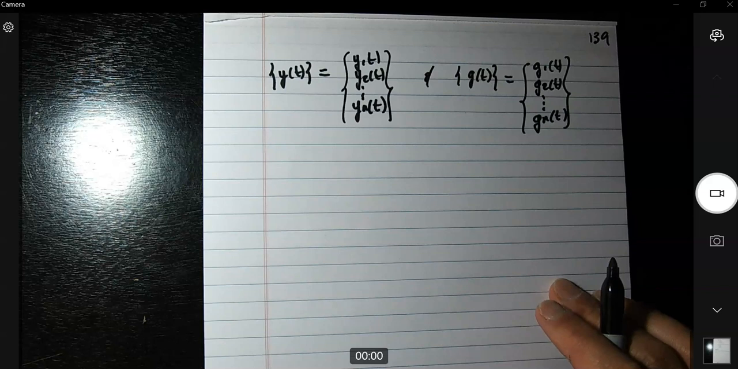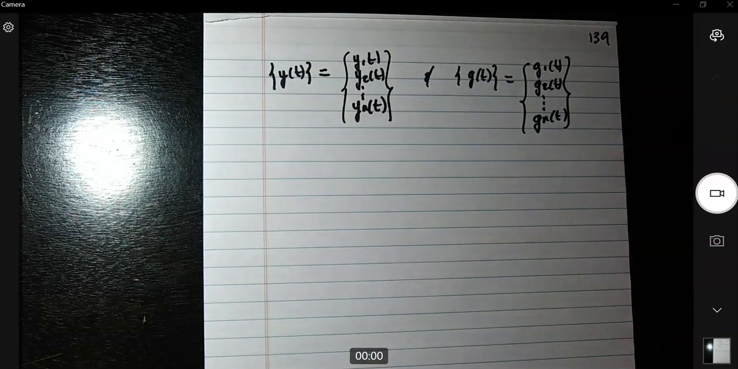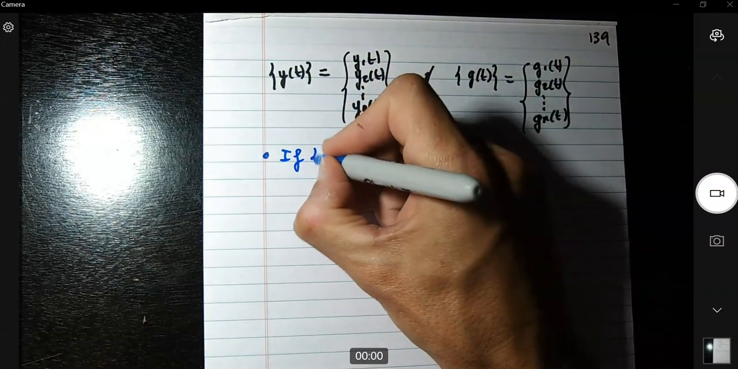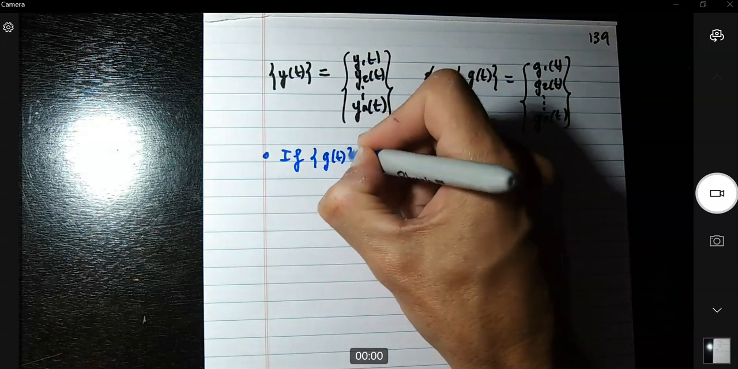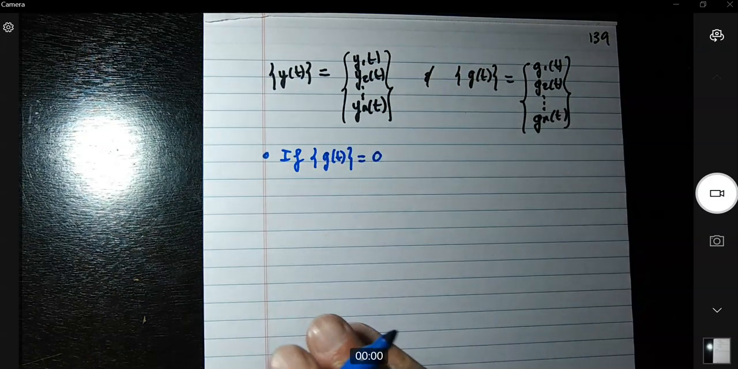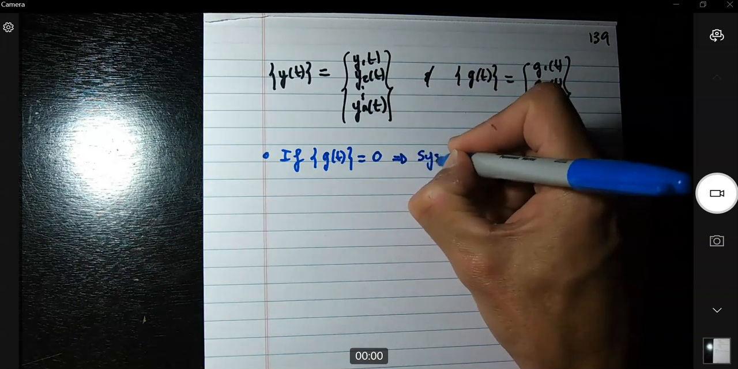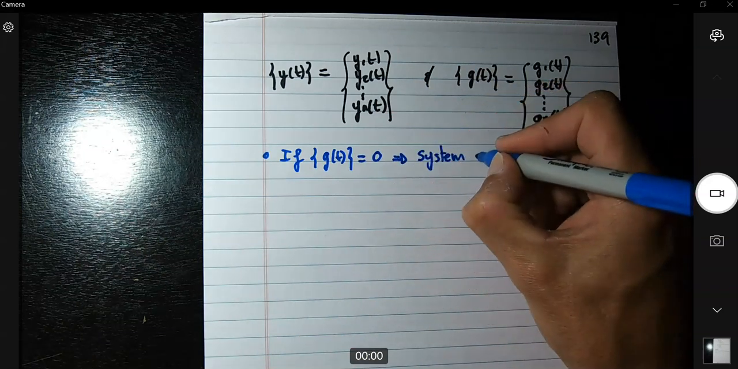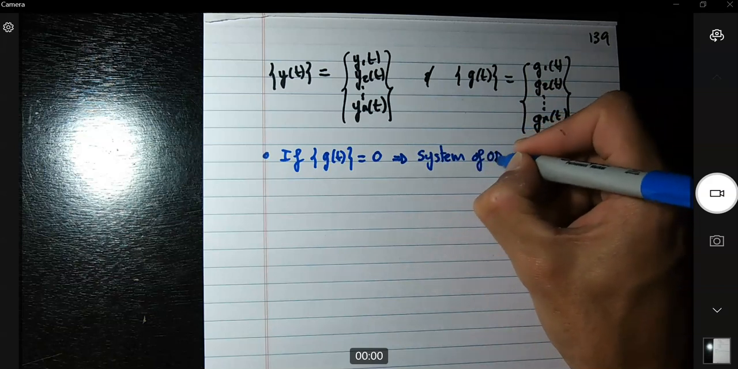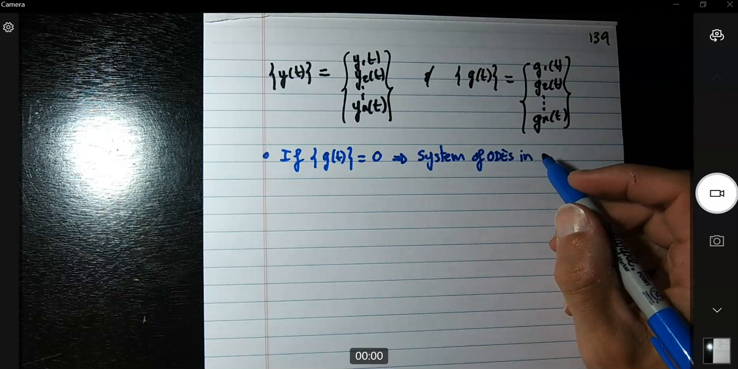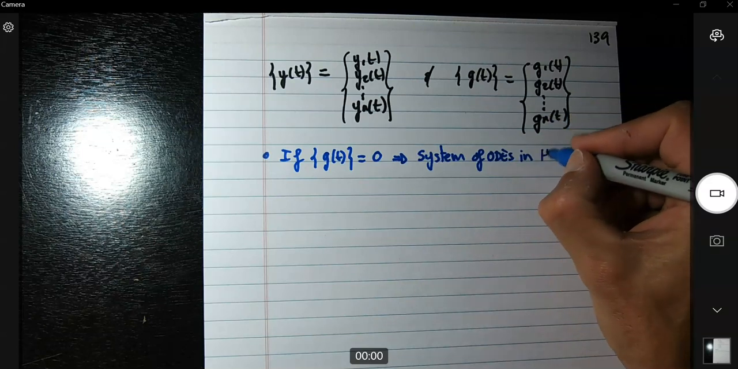Okay, so now let's go to special cases. So if g of t equals 0, that means what? For the system of ODEs, the right hand side will be equal to 0. So that means that it is homogeneous.